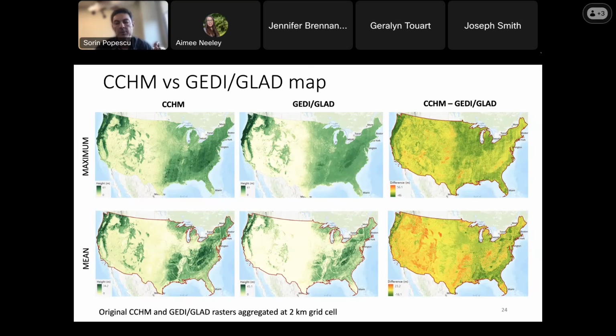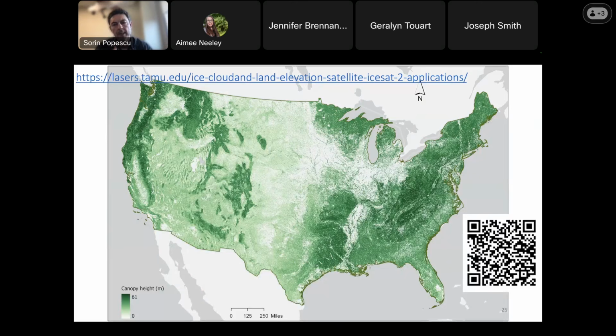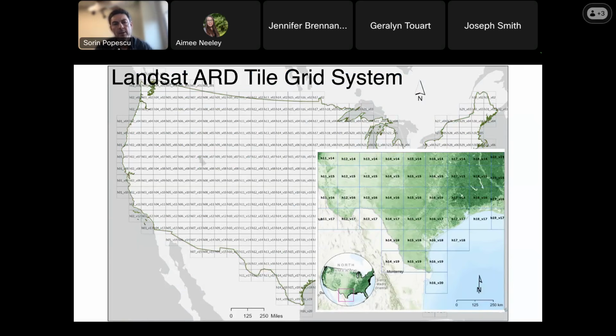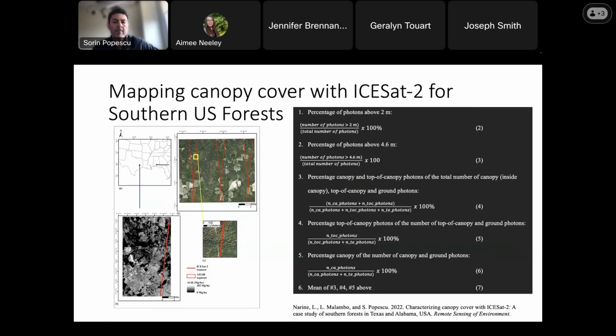I want to show you some other data products briefly. So this is the canopy height map that you can download from our lab website. It's available now in tiles that correspond to the Landsat analysis ready data tiles. But also, I'm hoping soon they will be available through NSIDC in cloud optimized GeoTIFF files.